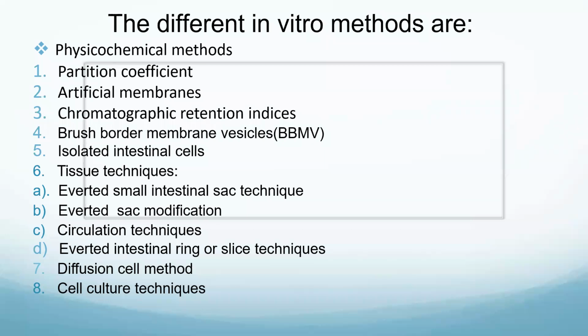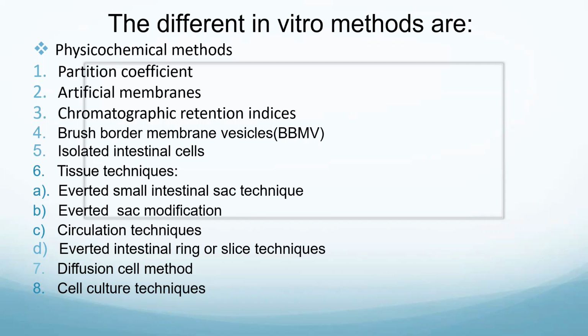Here there are different in vitro methods, that is physico-chemical methods. Eight methods are there. Actually, the topic is very lengthy. In your exam, you need to discuss all the things in a simple manner. We explain the figure and what is happening in each method you need to write. The first one is the partition coefficient method.